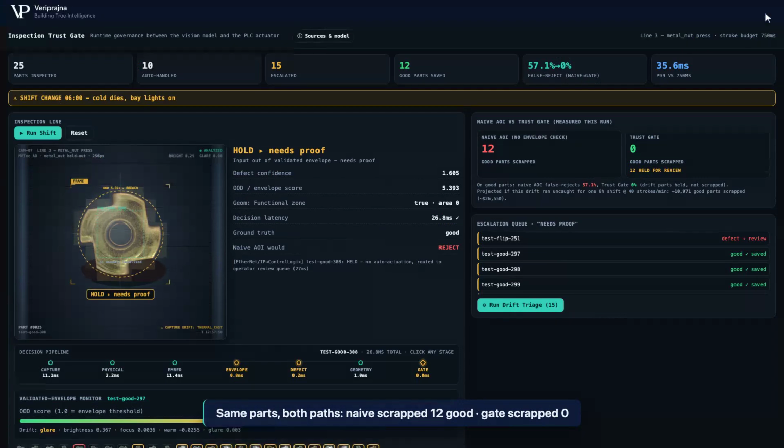The measured comparison on the same parts. The naive path scrapped 12 good parts this run. The trust gate scrapped 0 and held them for review instead. Projected over one 8-hour shift at 40 strokes per minute, that false reject rate is roughly 11,000 good parts. About $26,000 of scrap, measured first, projected second, never invented.